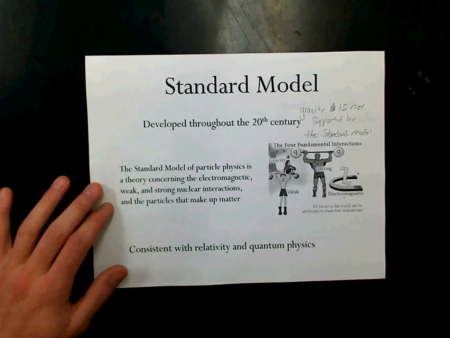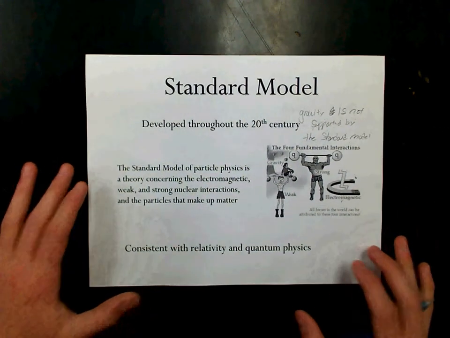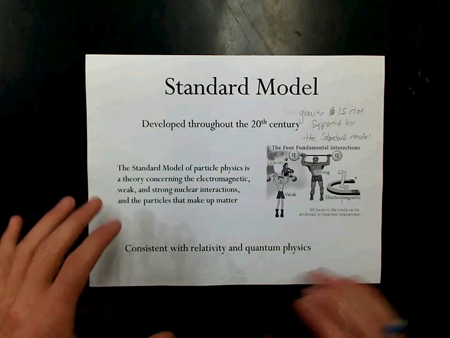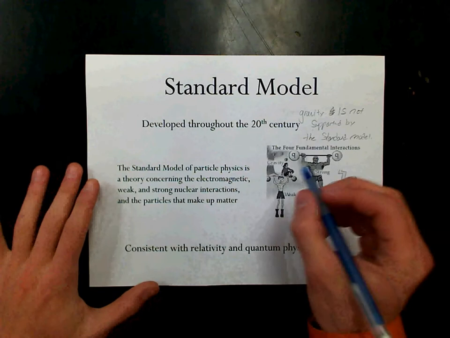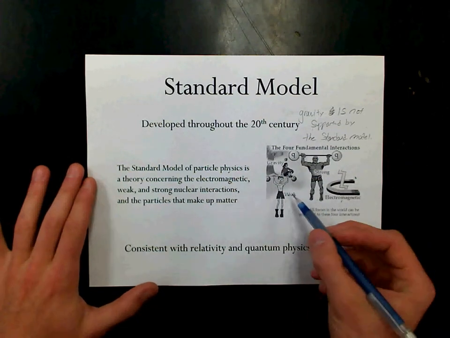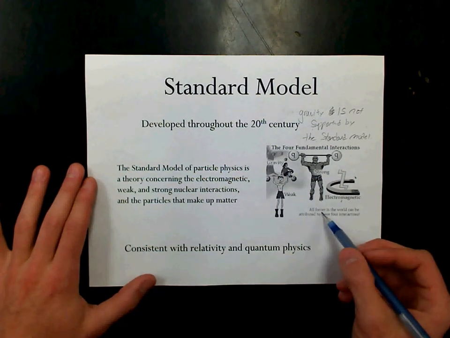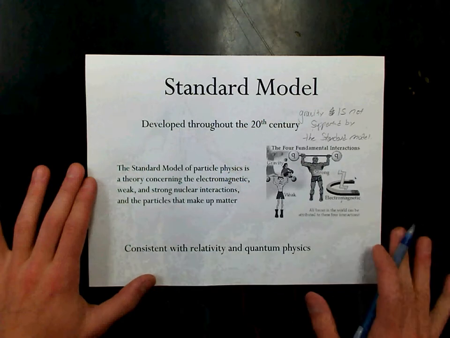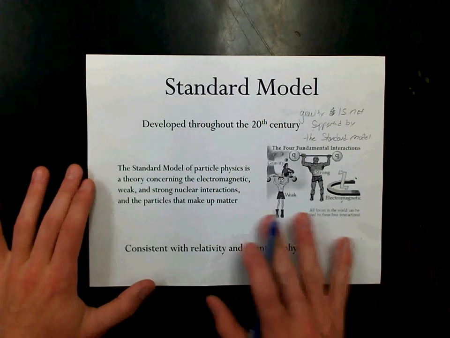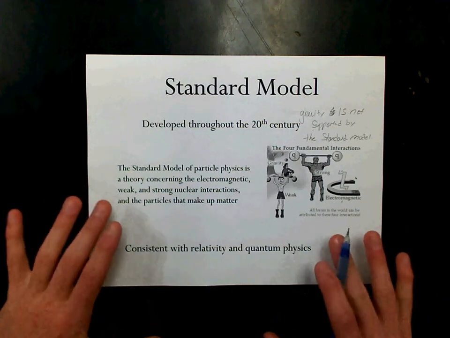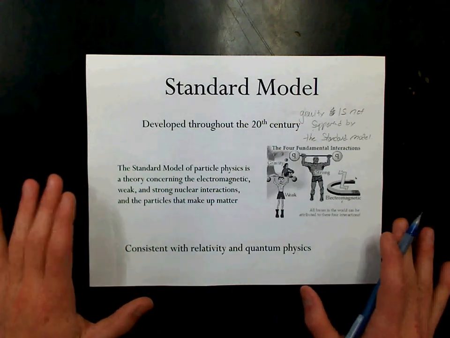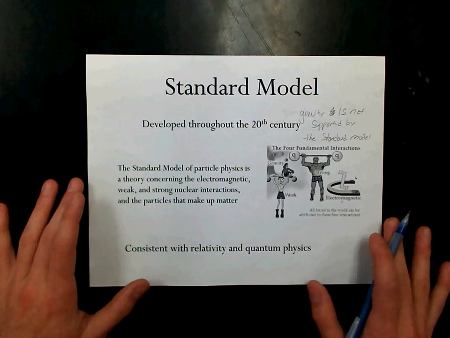But we know gravity exists, so there must be some model that we can use to also understand gravity. We'll get to that. But it's important to know that only the strong, the weak, and the electromagnetic forces are explained through the standard model. And these are consistent with relativity and quantum physics, which makes us science and physics nerds out there really, really happy. But we still have a little bit more to learn.